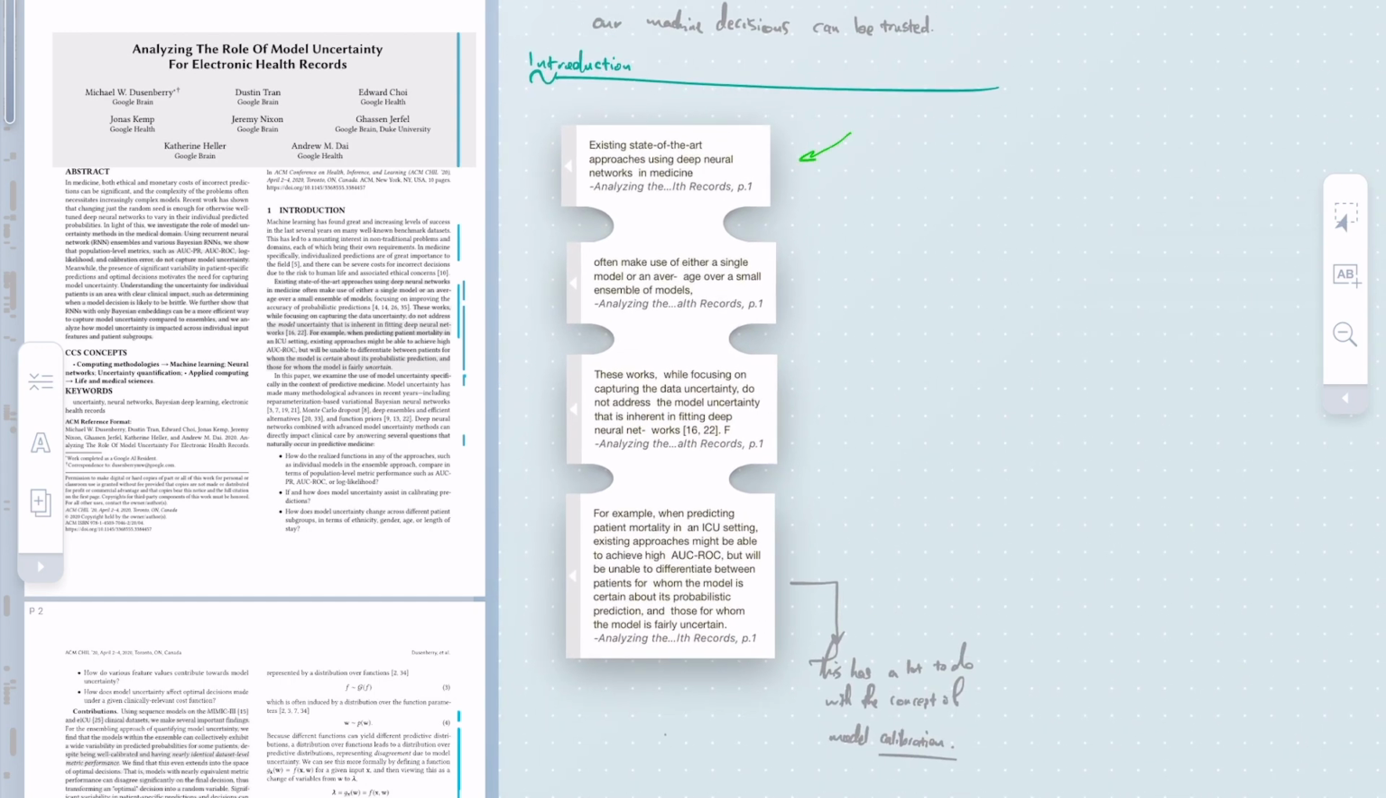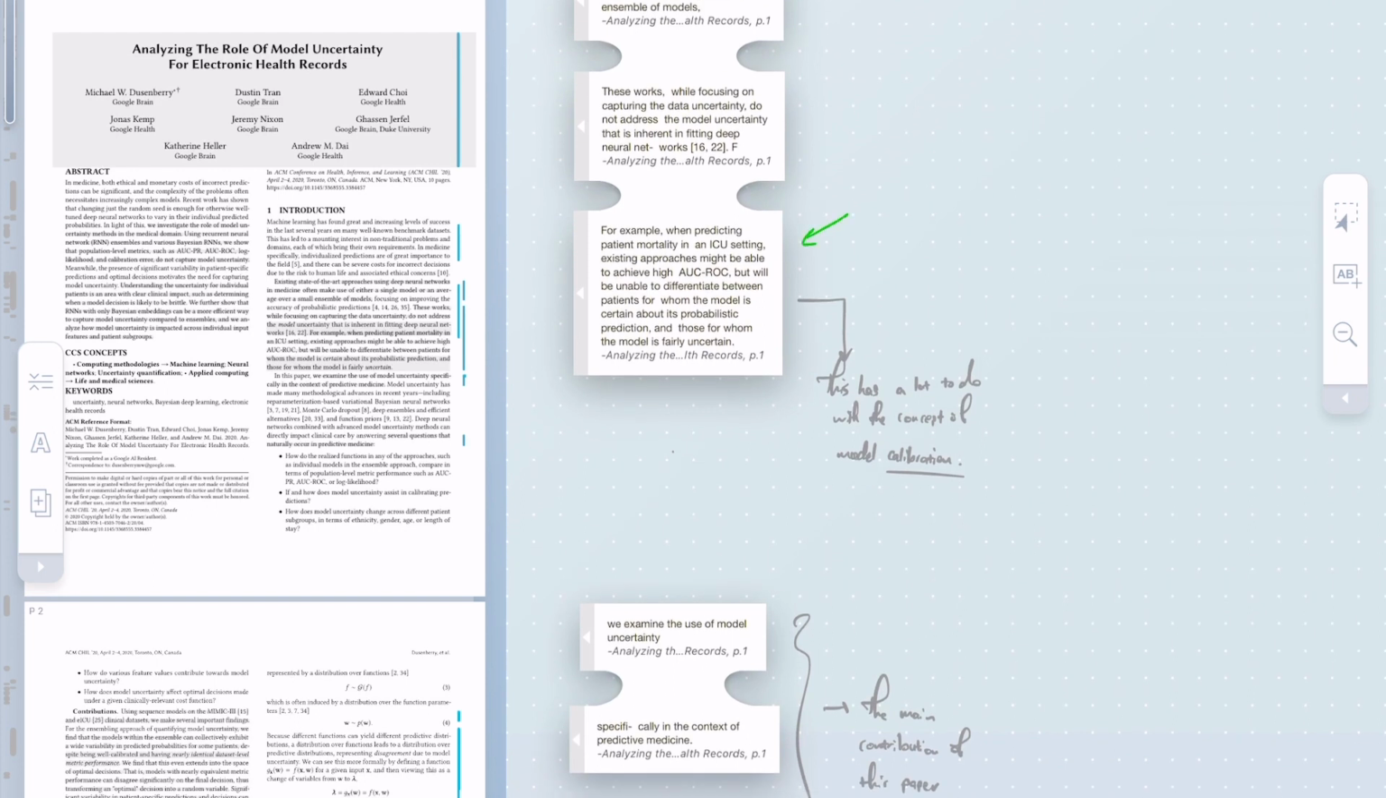So in the introduction section, they go over the problem of calibration, and talk about the deep learning methodologies. They mention that the existing state-of-the-art approaches use deep neural networks. They often make use of either a single model or an average over a small ensemble of models. And they focus on capturing the data uncertainty, meaning that they have a metric like ROC and they basically want to minimize the loss and maximize that metric over the entirety of the dataset. However, model uncertainty, which is inherent in fitting deep neural networks, is basically not captured within these methodologies.